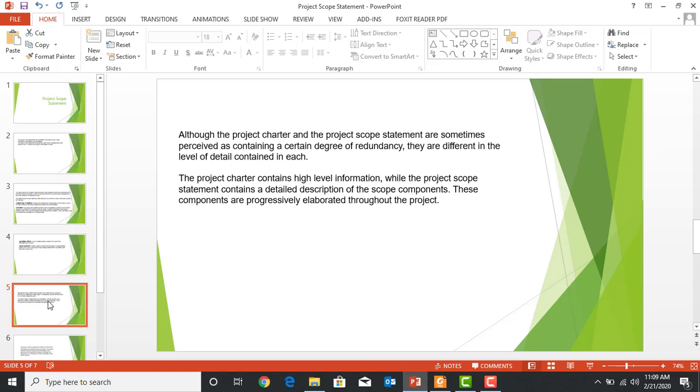Now, sometimes it appears that the project charter and project scope statement contain a certain degree of redundancy. What is the difference in the level of detail when we are working on both? They are different, and the main difference is in the level of detail. The project charter contains high level information, while the project scope statement contains a detailed description of the scope components. And then these components are progressively elaborated throughout the project.